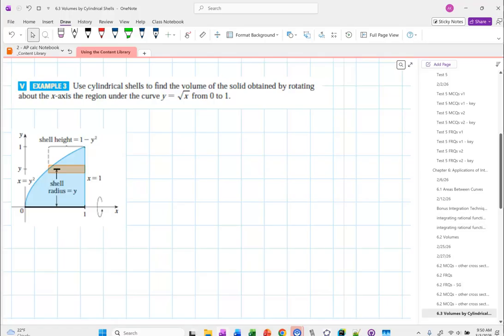So this is our picture. y equals the square root of x from 0 to 1 and rotating about the x-axis. So in this case, the radius is going to go from the axis of rotation to the function. That's like my radius. That is a y.